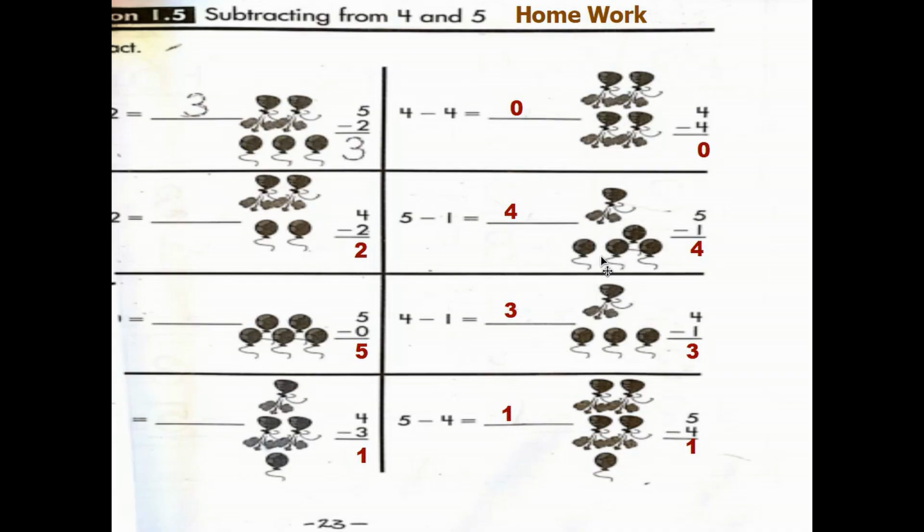Here you have 5 balloons, subtract 1, and 4 will remain. Here again you have 5. If none of them cancel, 5 will remain. Here, 4 minus 3, 1 remains. And here, if there were 5 balloons and 4 are cancelled out, how many remain? 1 balloon will remain. So these are the answers. Take corrections.